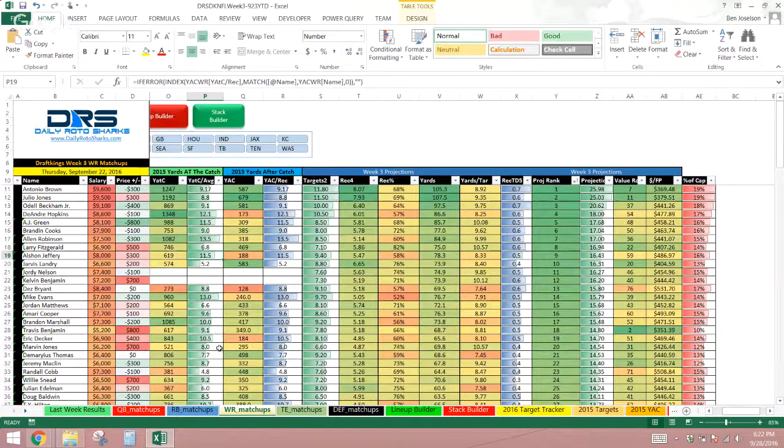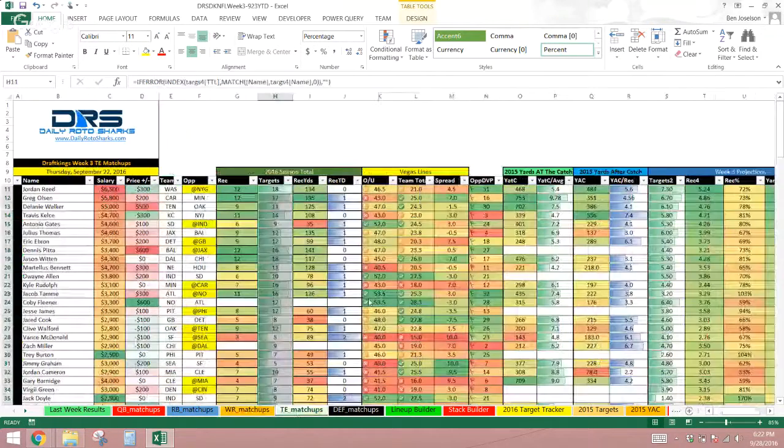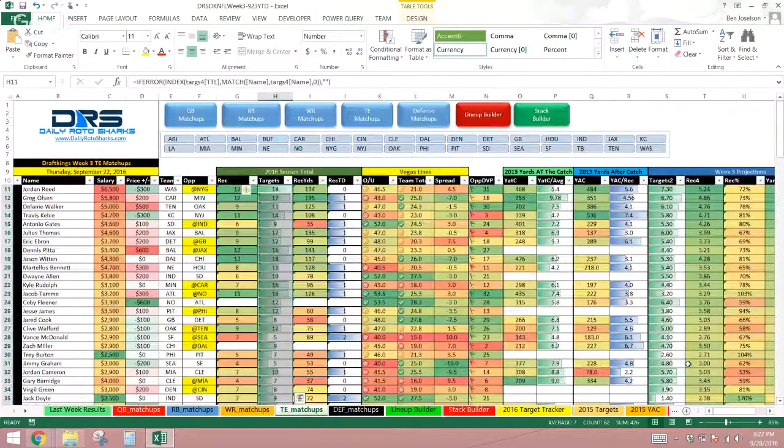So let's see. We have the projections here. This is projections for the amount of targets, the amount of receptions, the reception projection percentage, like catch percentage, yards per target, receptions. So moving on, tight ends, basically the same exact thing, as it's the same structure as the wide receivers.